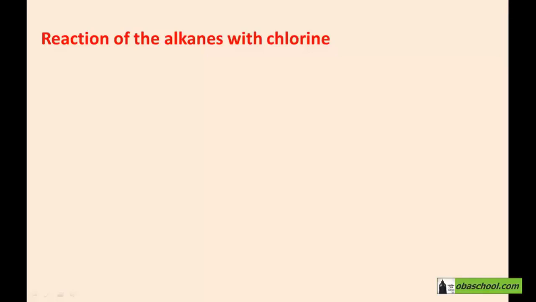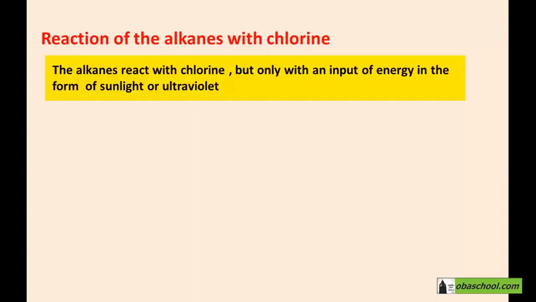Reaction of the alkanes with chlorine. An alkane can react with chlorine and with halogens in general. The alkanes react with chlorine, but only with an input of energy in the form of sunlight or ultraviolet. So, for an alkane to react with chlorine, there must be energy in the form of sunlight or ultraviolet radiation.